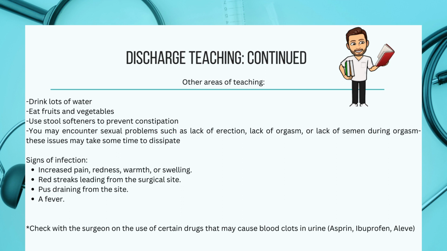Also, it is very important to watch for signs of infection, such as increased pain, swelling, warmth or redness, red streaks leading from the area, any pus draining from the area, and a fever. You will also want to check with the surgeon on the use of certain drugs that may cause clots in urine, such as aspirin, ibuprofen, and Aleve.